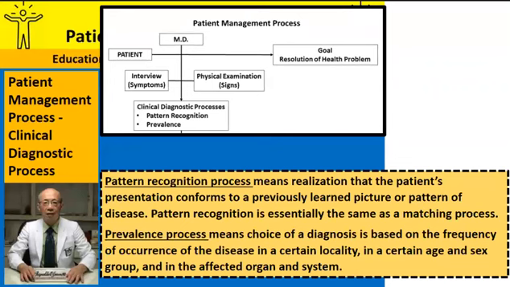Pattern recognition process means realization that the patient's presentation conforms to a previously learned picture or pattern of disease. Pattern recognition is essentially the same as a matching process. Prevalence process means choice of a diagnosis is based on the frequency of occurrence of the disease in a certain locality, in a certain age and sex group, and in the affected organ and system.